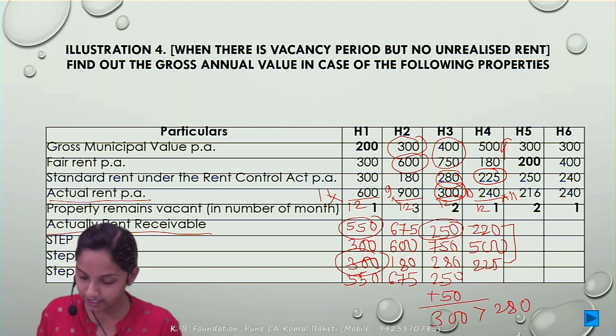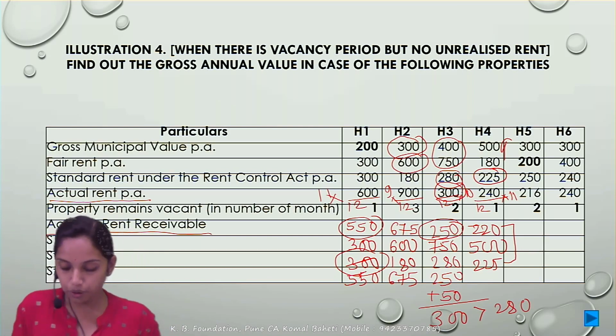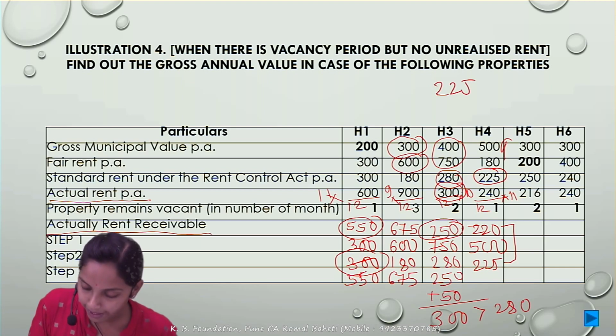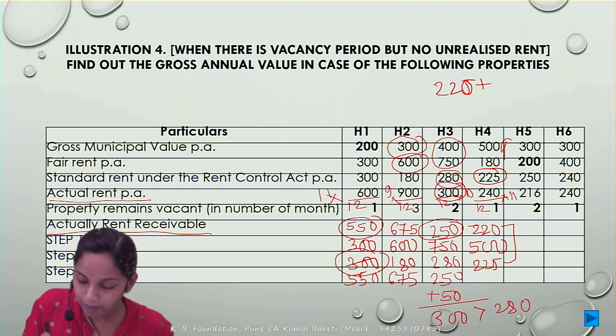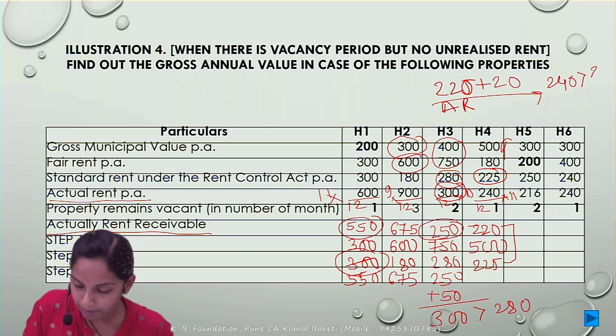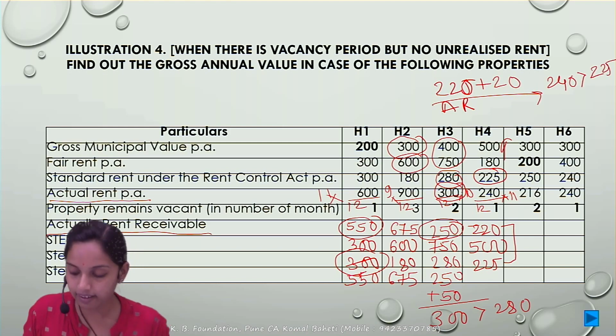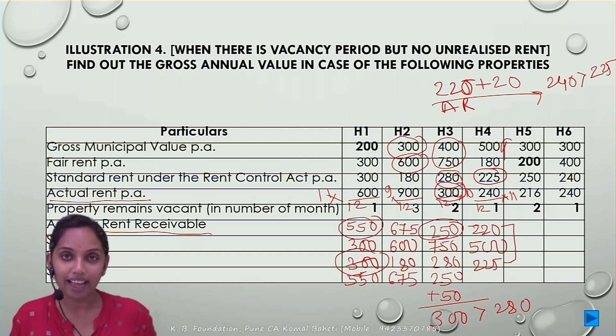If you are not clear, do it manually. So 225 plus vacancy loss, 220 plus the vacancy. This is the actual rent receivable. और वैकेंसी लॉस कितना आपका? 1 महीने का वैकेंसी लॉस है. तो 1 महीने का वैकेंसी लॉस मतलब 20 रुपए ऐड कर दो तो कितना हो जाता है? 240. That is higher than the reasonable expected rent. रीजनेबल एक्सपेक्टेड रेंट कितना है? 225. Have you got it?